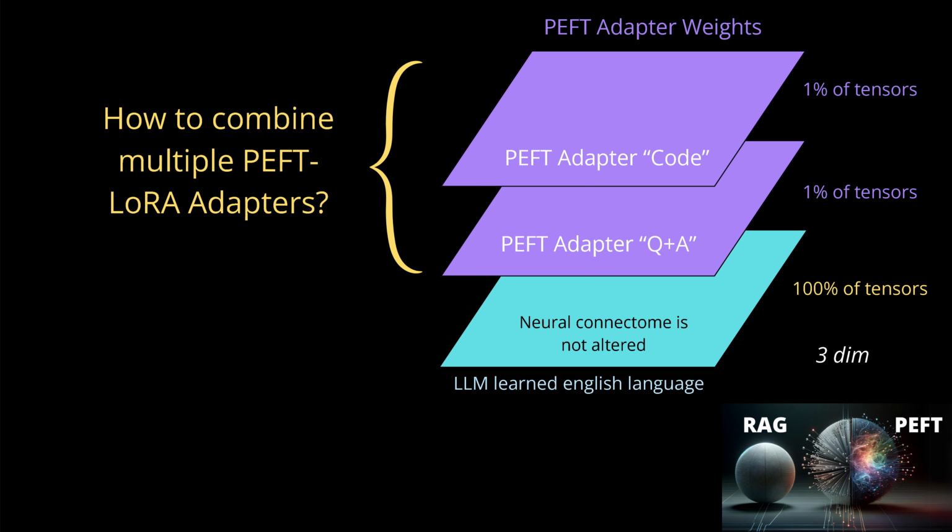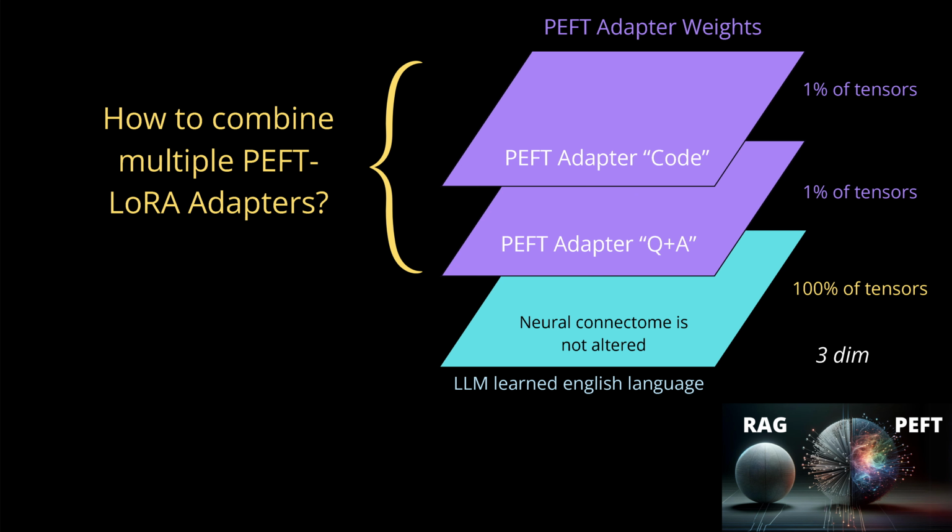And then comes this question that is really amazing. How do you combine those multiple PEFT LoRA adapter layers, multiple tensor structures? What do you do with those thousands of tensors? Do you multiply? Do you add? Do you concatenate?